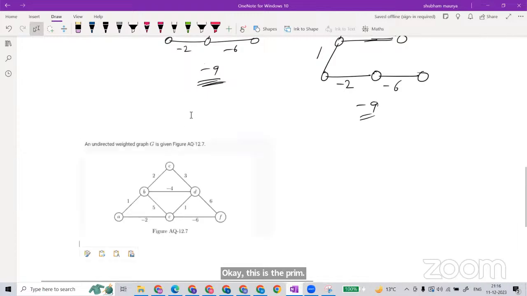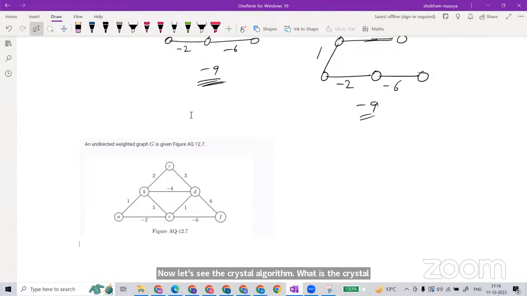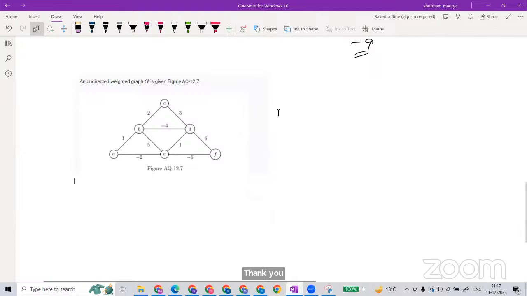Now let's see Kruskal's algorithm. What is Kruskal's algorithm? It's like writing all of the edges in ascending order and choosing, checking whether the graph is completed or not, whether all the edges are covered or not, with that ascending order of edges. We'll write the edges in ascending order and start choosing with the minimum weight and connect. Slowly it will be connected.